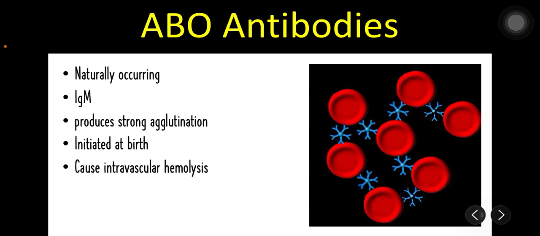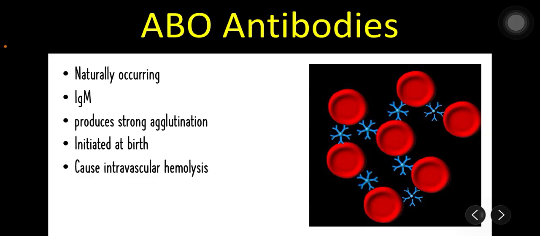Again, just a quick recap of the ABO antibodies. They are produced without any exposure to RBCs, meaning they are naturally occurring. They are predominantly IgM in nature. They activate complement and react at room temperature or colder. They produce strong agglutination during testing, usually at 3 plus to 4 plus. Production is initiated at birth.